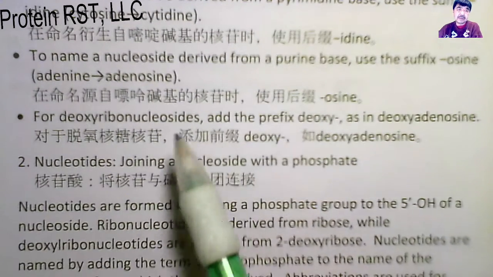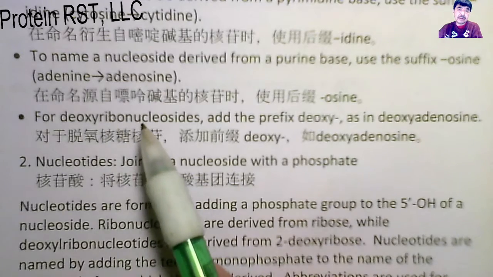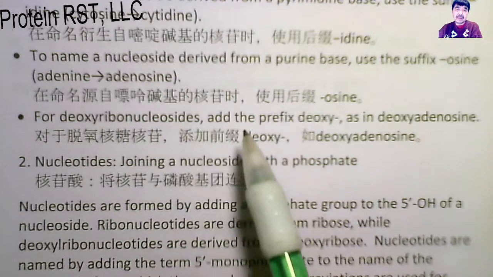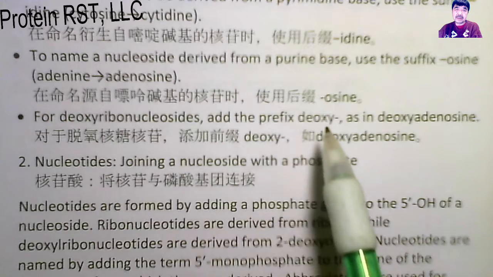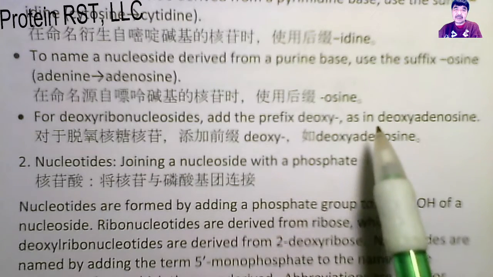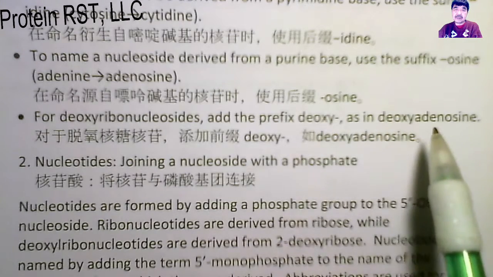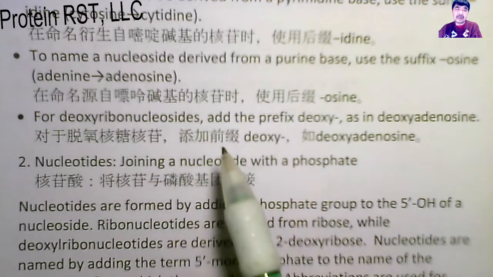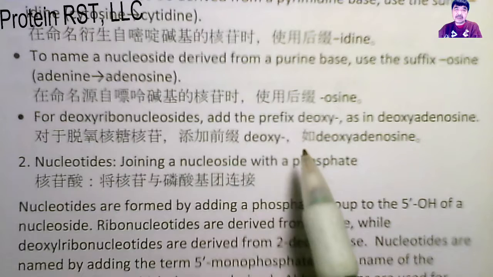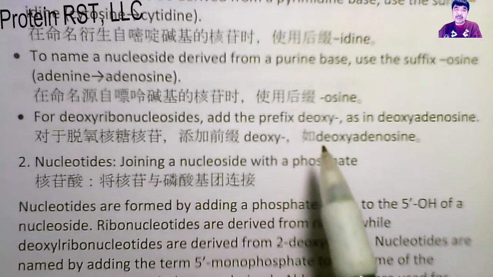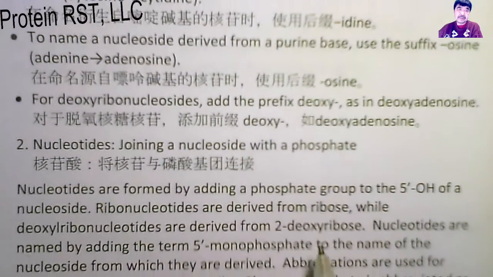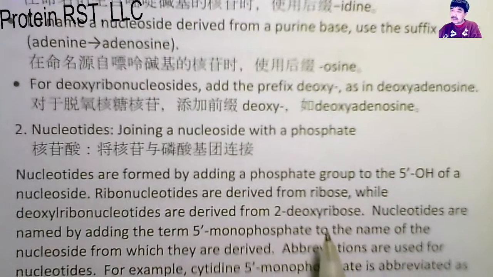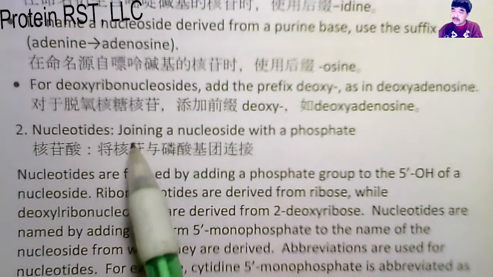For deoxyribonucleosides, add the prefix deoxy, as in deoxyadenosine. Next, let's take a look at the nucleotides.